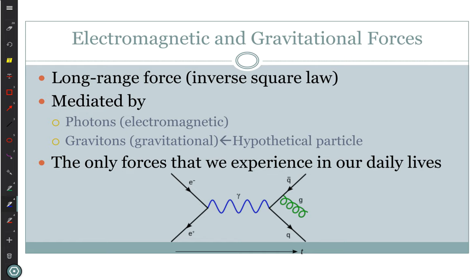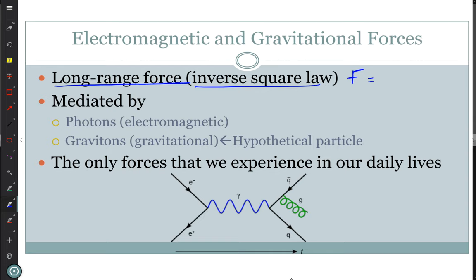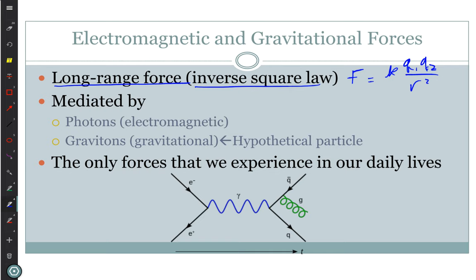The weak and strong nuclear forces are called nuclear forces because they are only applicable when you're at nuclear separations. So for everything that's not that separation, we don't experience those. So everything we experience in our daily lives is just electromagnetic or gravitational force. And those are both long-range forces. They have inverse square laws. That is, the force is equal to a constant times charge 1 times charge 2 over the separation squared. The constant is K for the electromagnetic force, G for the gravitational force. The charges are electric charge or mass, depending on which force you are. And then 1 over R squared.